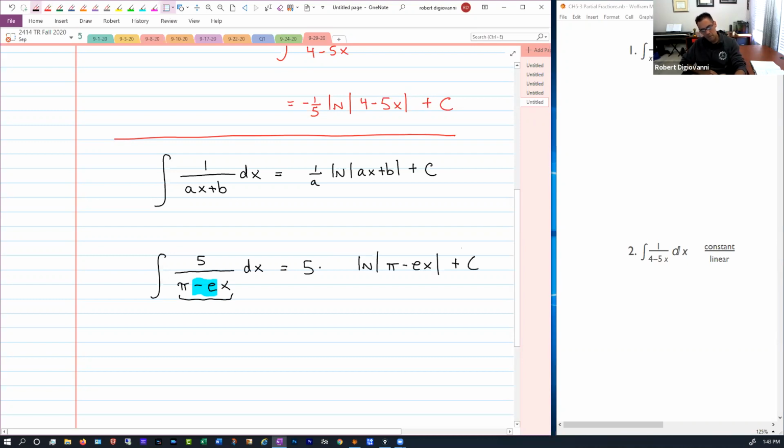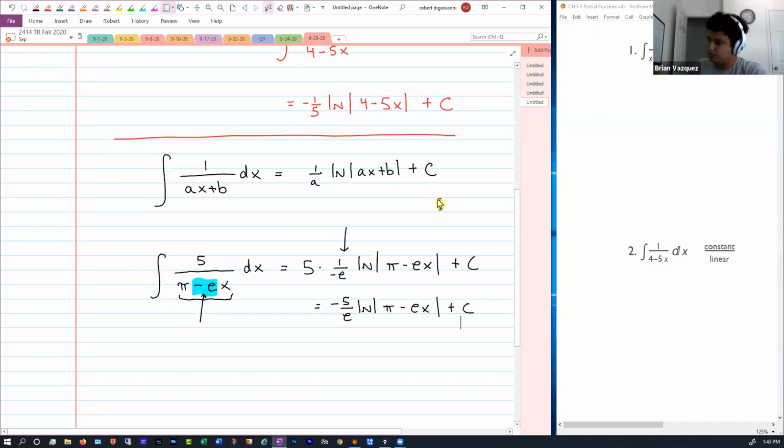Okay. The question is, what am I going to scale by? 1 over negative e. Because the number in front of x is negative e. So a is negative e. You could leave it like that, but I'm just going to write it 5 over e natural log pi minus e times x plus c.